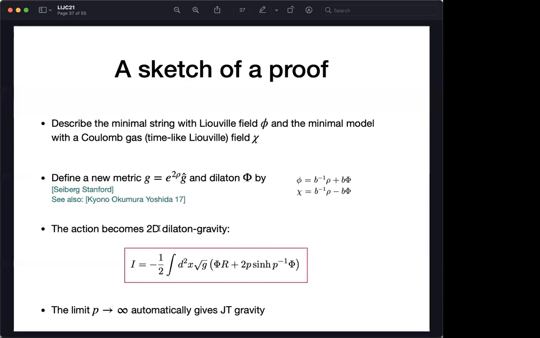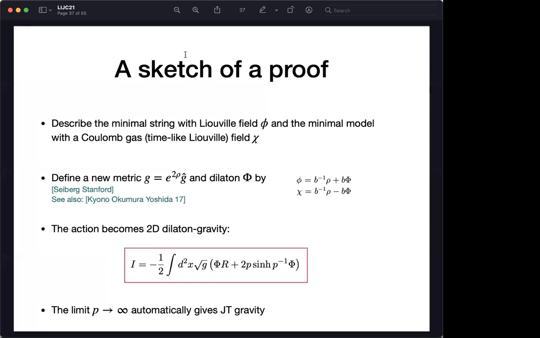And if you plug this in the action, you will get precisely this form. So you can see that the minimal string is equivalent to a dilaton-gravity with this funny dilaton potential as well. And if you take the large P limit, you can check that this becomes a linear dilaton potential. And this is a proof, if you want, of the duality, of the fact that the minimal string is equivalent to JT-gravity.